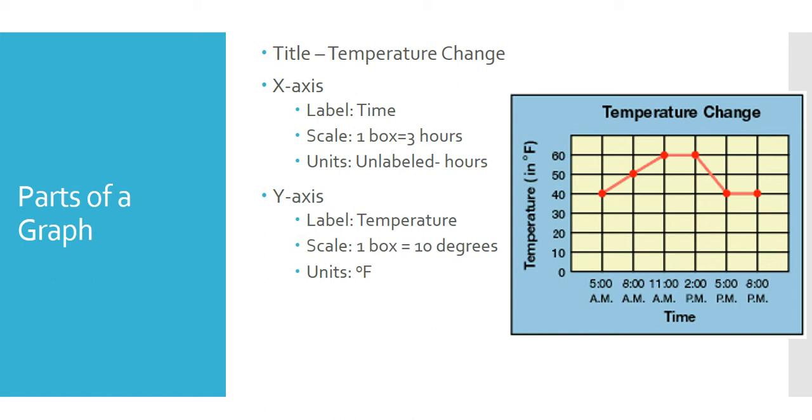The y-axis label is temperature. The scale on the y-axis is 1 box equals 10 degrees. We can see that each box is labeled and increases by 10 degrees. And the units in this case is degrees Fahrenheit. Units typically are written out in parentheses.